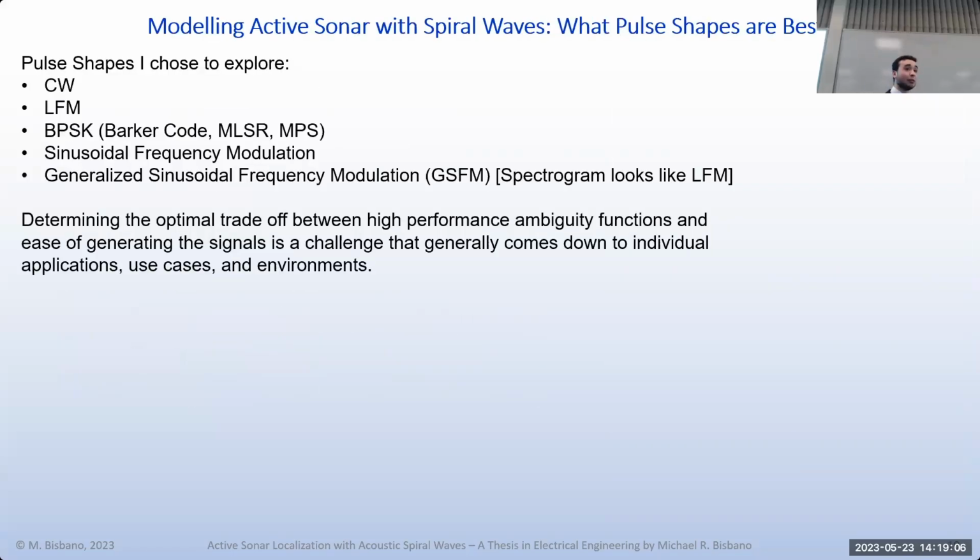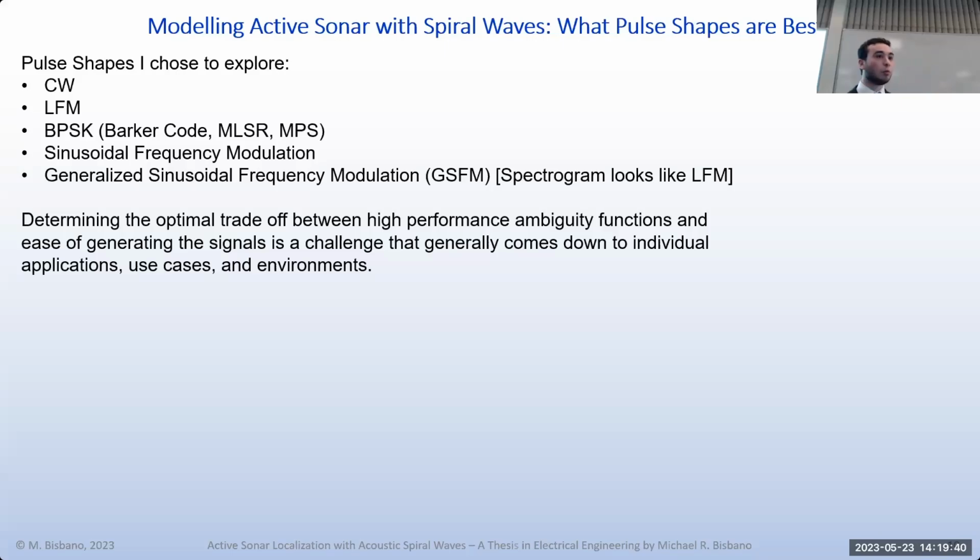Another great topic of interest, the cause of many research papers and theses in active sonar, is what pulse shapes to use. It's a huge variation. The ambiguity function of your pulse shape changes your performance drastically. CW is great for Doppler detection. It's very narrow band, so your Doppler detection is great, but your range resolution suffers because it's coherent over the entire length of the pulse.